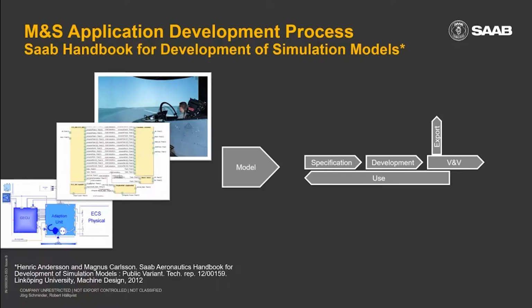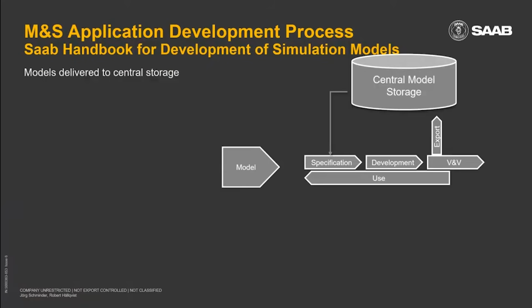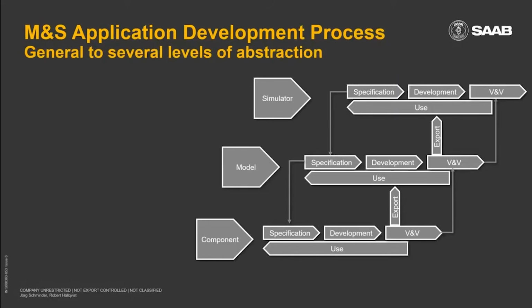We formulate a verification and validation plan, etc. Then we go into the actual model development, where we connect component models into a subsystem model. We do verification and validation. We get feedback to refine our specification, and once we're ready, we are exporting the model to a central model storage. Once in the central model storage, this model can be integrated in a simulator at whatever level.